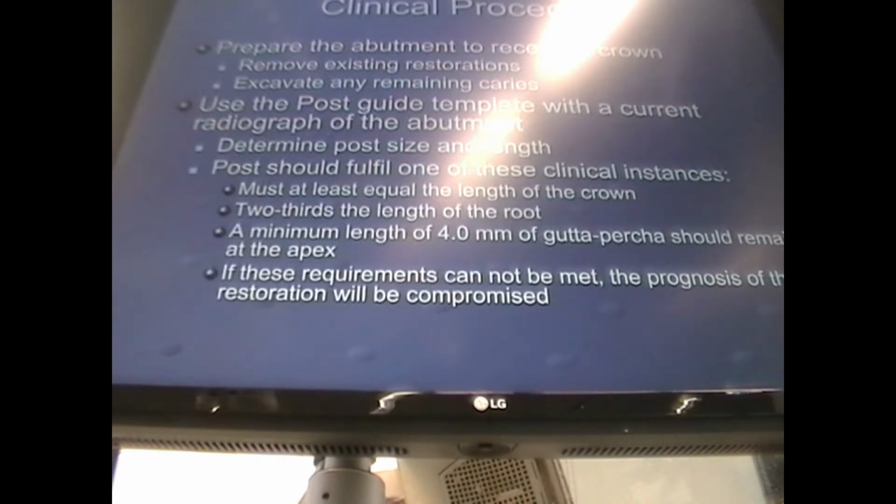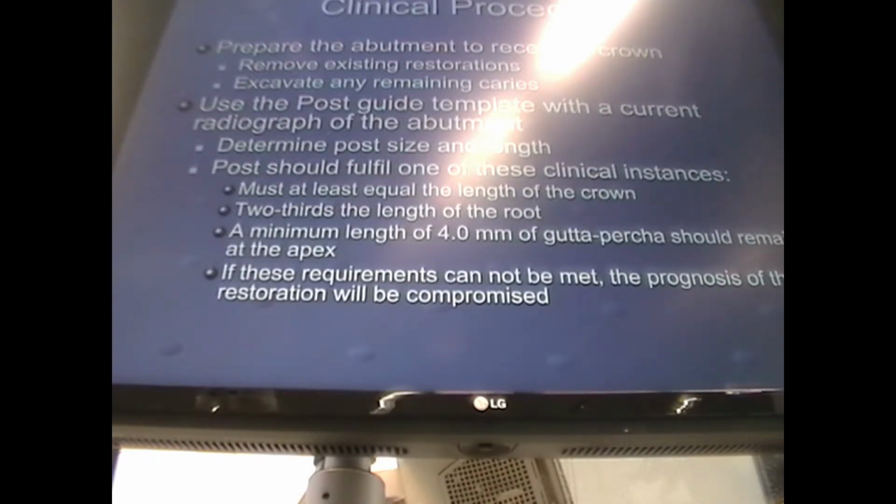So the tooth has had a root canal. Let's say it's 20 millimeters long. It's a bicuspid. You look at your x-ray, you measure with a ruler, and you have 15 millimeters of gutta percha in the root canal space. So Dr. Graves is saying 2/3 the length of the root, 2/3 the length of the root would be 10 millimeters. We would want to have ideally a 10 millimeter post. But you always need to leave an apical seal in a root. And Dr. Graves is suggesting minimum length of 4 millimeters of gutta percha.